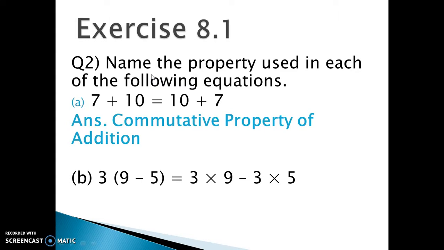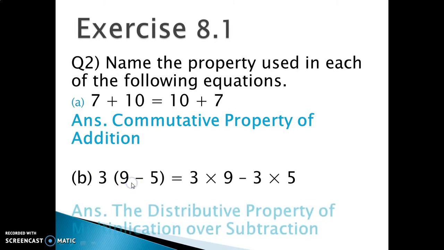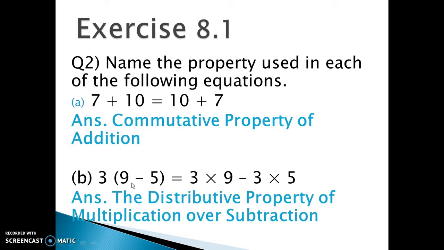3 bracket 9 minus 5 is equal to 3 multiplied by 9 minus 3 multiplied by 5. This indicates that the 3 is getting multiplied with both the numbers inside the bracket, and the numbers inside the bracket are getting subtracted from each other. The 9 and 5 are getting subtracted and the outer number 3 is getting multiplied with them. Such a property is the distributive property of multiplication over subtraction. The 3 is multiplying and inside the bracket subtraction is taking place. So this property is the distributive property of multiplication over subtraction.